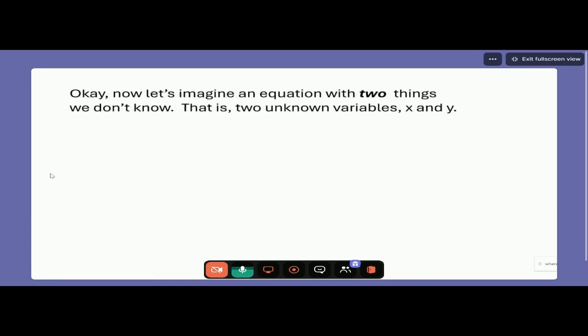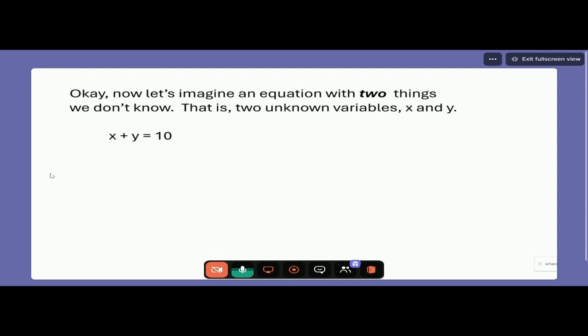Okay, so let's step that up now. Instead of just having one thing we don't know, we're going to have two things we don't know. We're going to call them X and Y. It could be anything. And there's a random equation I picked with two variables. You can see it's very similar to the last one. X plus Y equals 10.